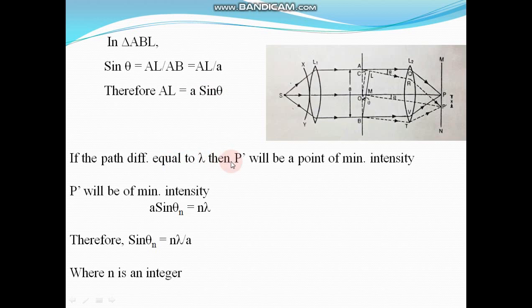If the path difference is equal to lambda, then the point P dash will be of minimum intensity. That is, a sin theta is equal to n lambda, that corresponds to minimum intensity. Therefore, sin theta n is equal to n lambda by a, where n is an integer.